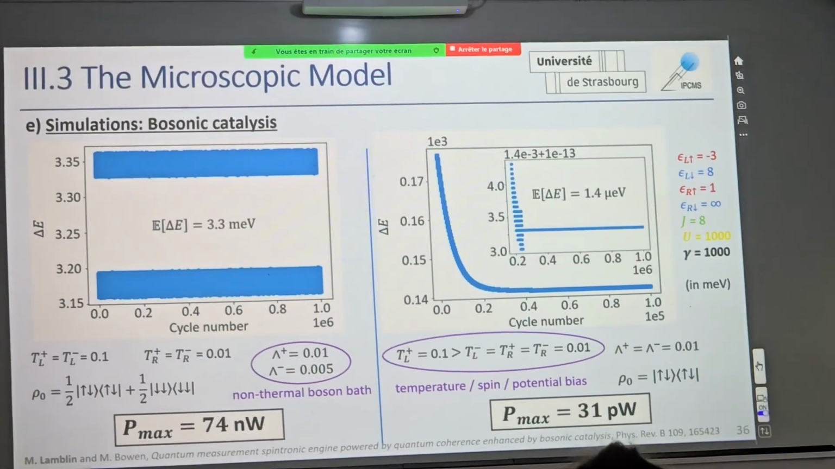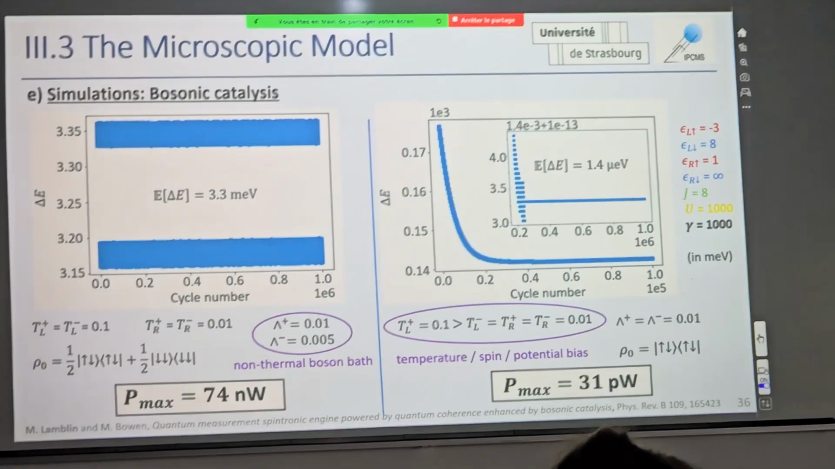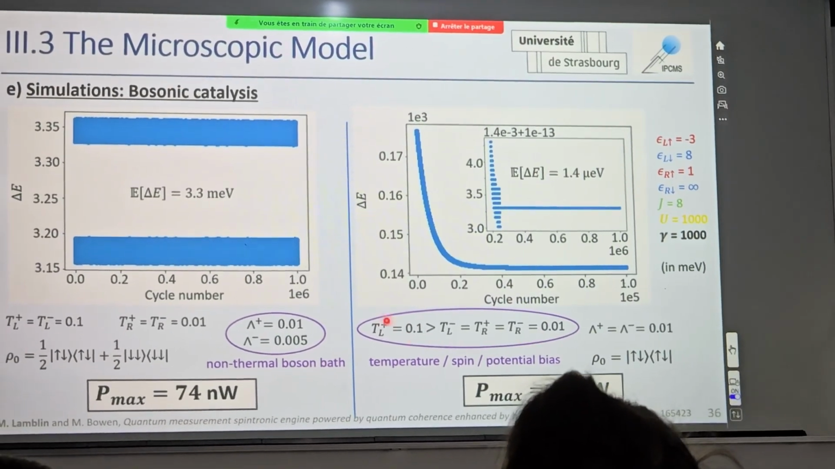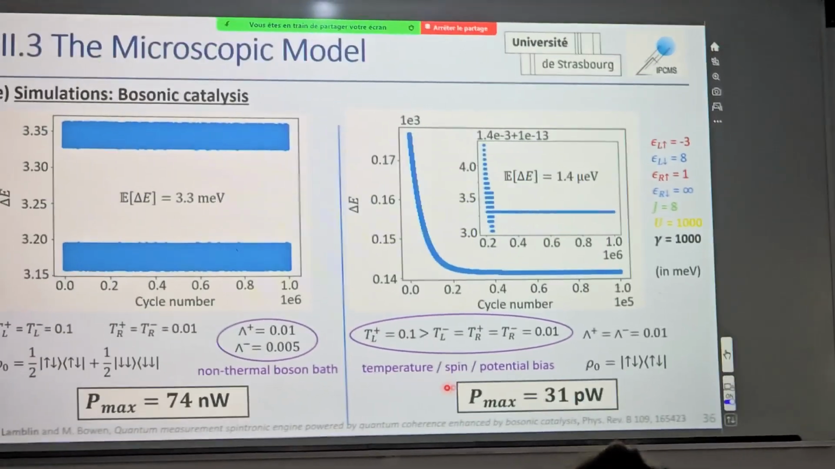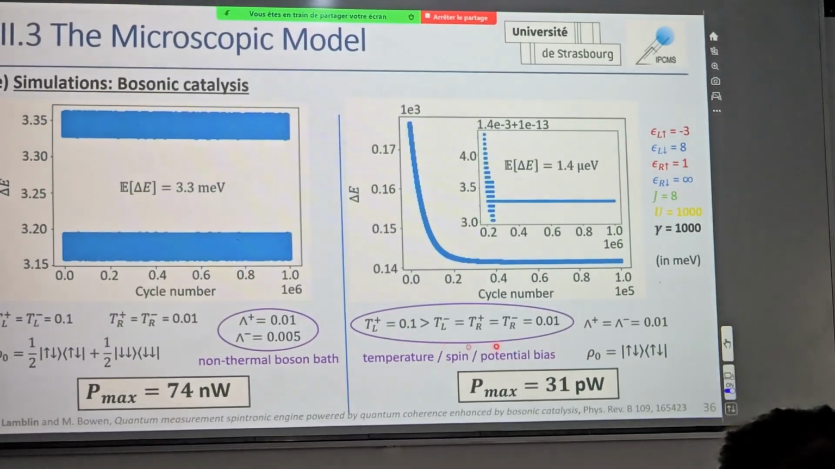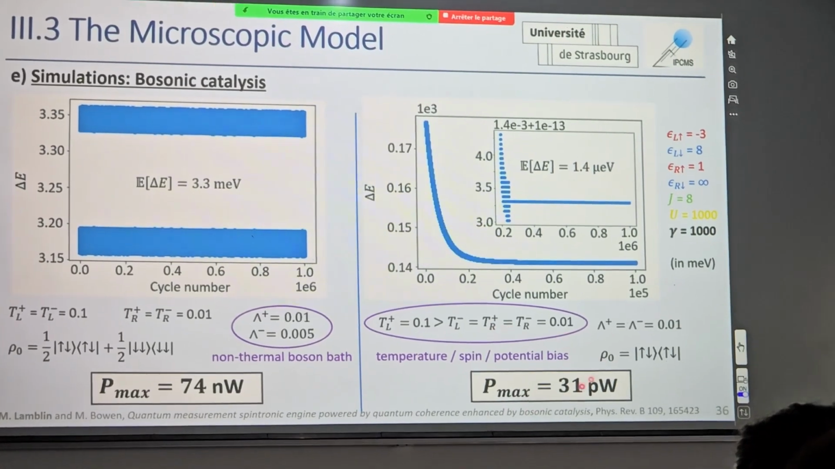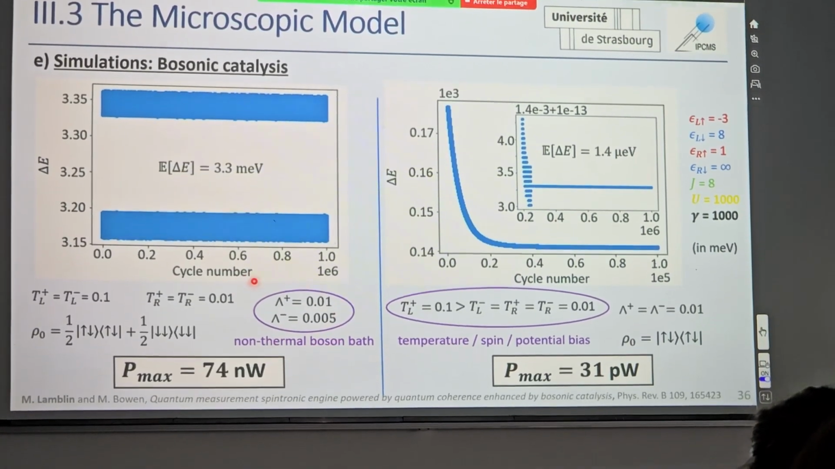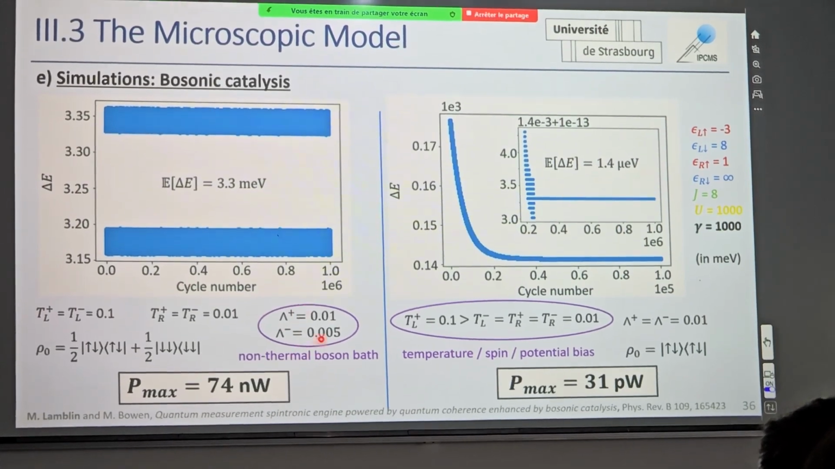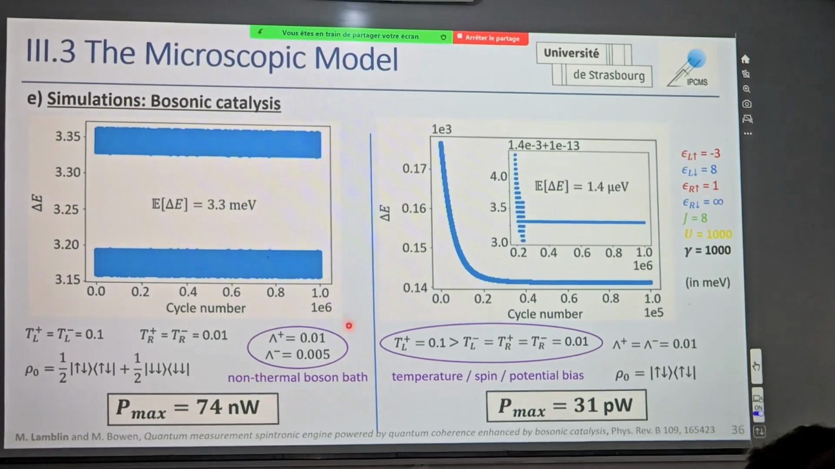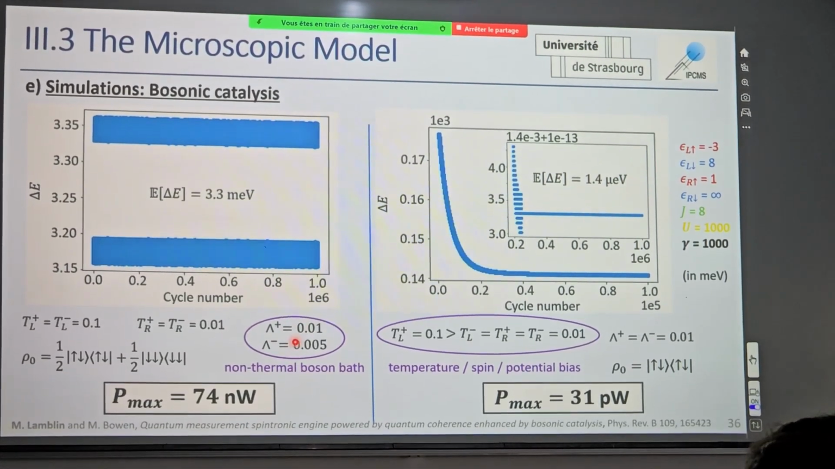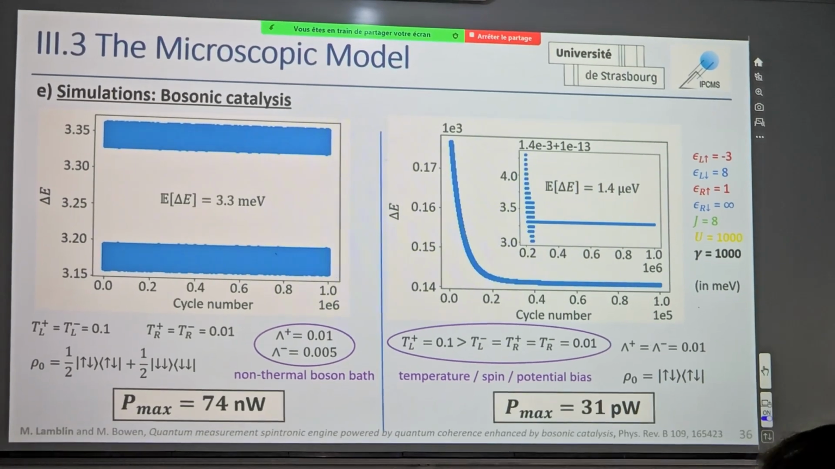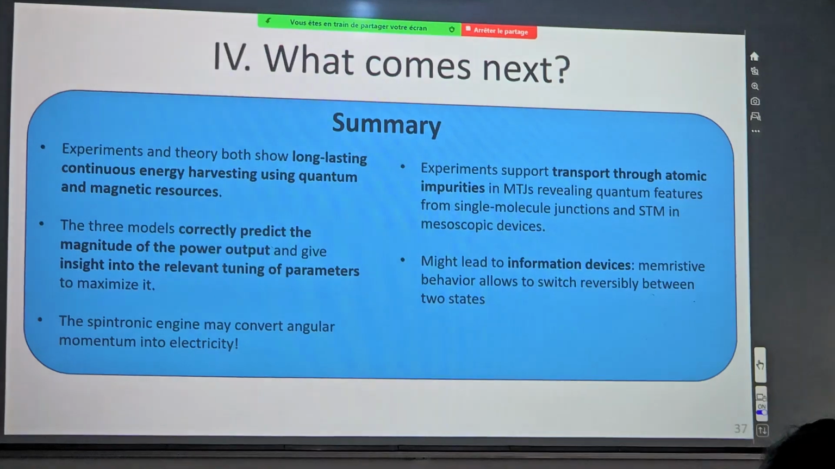And then I showed that the power was indeed greater when taking non-thermal parameters. For example, changing the coefficients so that they feature a temperature, a spin, or a potential bias, leading to powers of the order of picowatts. But the best results were obtained for thermal parameters of the electrodes, but parameters of the boson bath that feature a non-thermal bias. And this led to a power output that was close to the experiments.